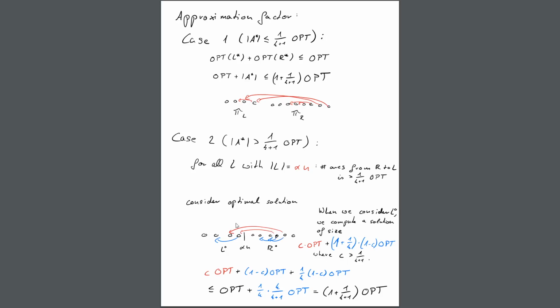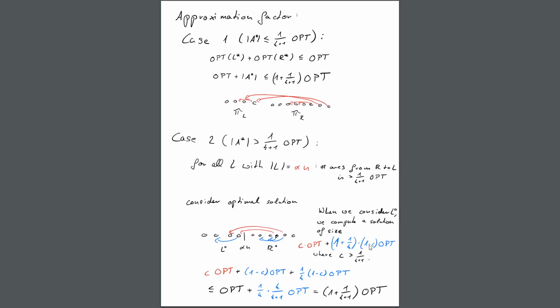And for the red arcs, we know we have the exact set. So for these we pay. And for the 1 minus C blue arcs, here we only have a 1 plus 1 over K approximation. But now we can just multiply this out. So this gives us C opt.